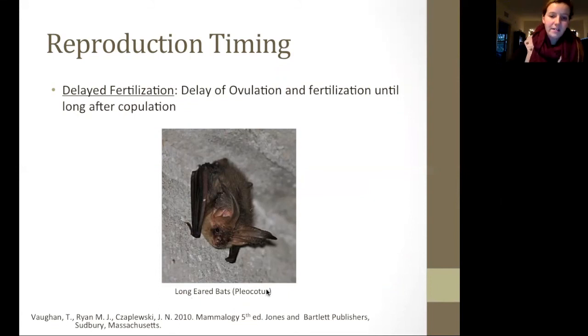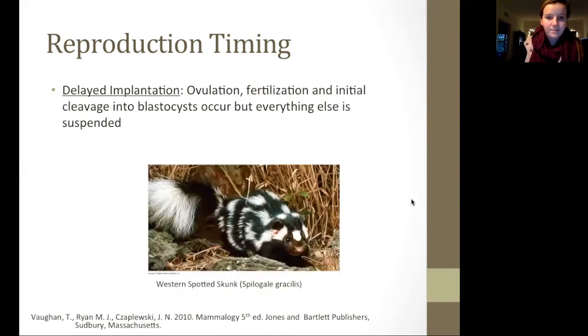So the long-eared bats, these guys here, they can actually do this and adapt for that periodic winter dormancy. So those are the Plecotus and the long-eared bats.